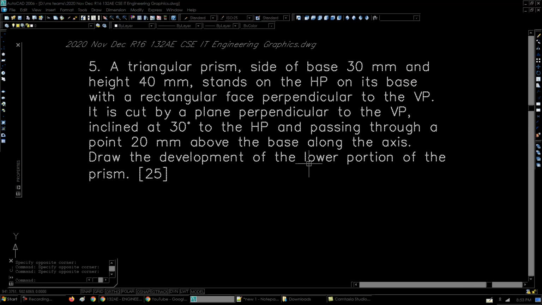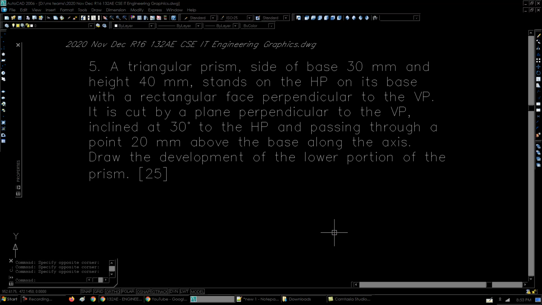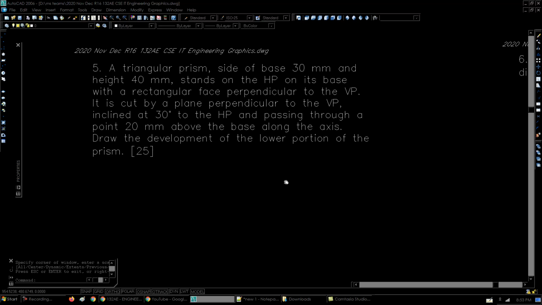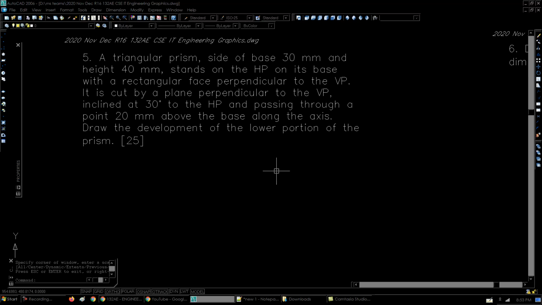Okay, so the 5th problem once again surprises me slightly, because generally almost all the question papers go for either hexagonal prism, pentagonal prism, pyramids of some kind, cylinders or cones, but this guy over here went for a simpler problem, a triangular prism. So the triangular prism has a base of 30 mm and height 40 mm. Which means the base is of course a regular triangle, an equilateral triangle of 30 mm sides, and the height of the prism is 40 mm.